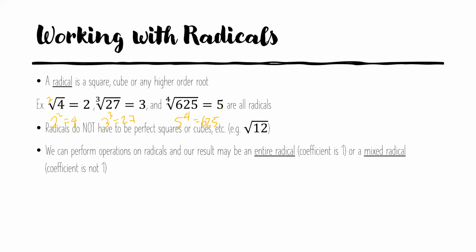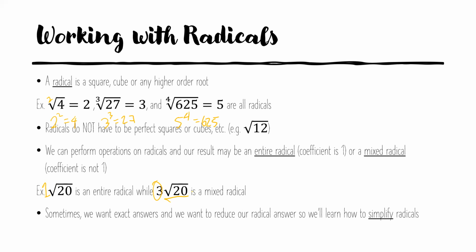So what we're doing now is performing operations on radicals, and these new radicals are basically going to be an entire radical, which means the coefficient is 1, or a mixed radical where the coefficient is not 1. What I mean by that is something like this. We have the square root of 20, which is just a radical because there's no number in front. Again, you almost want to imagine that there's a 1 in front, whereas the mixed radical has a whole number multiplied by a radical itself. I'm hoping that makes sense as well. And again, this is more of a definition.